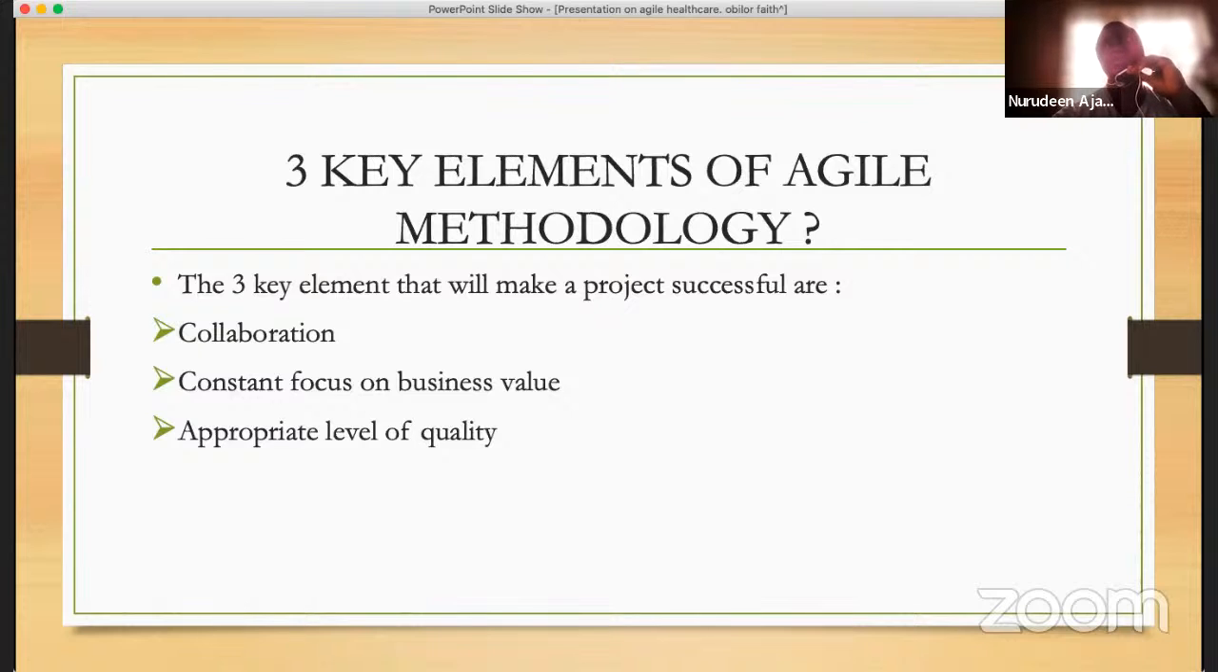So most likely we are doing our sprint review or retrospective. Do you understand now? Yeah, yeah. Thank you. That is how it is.